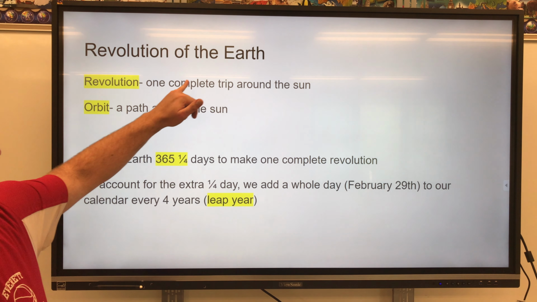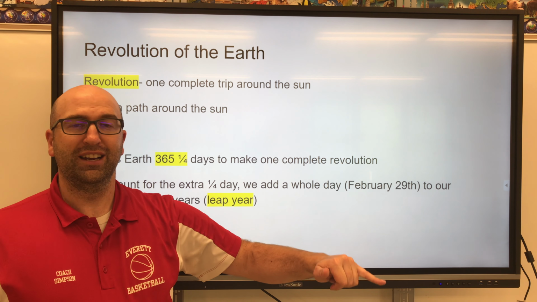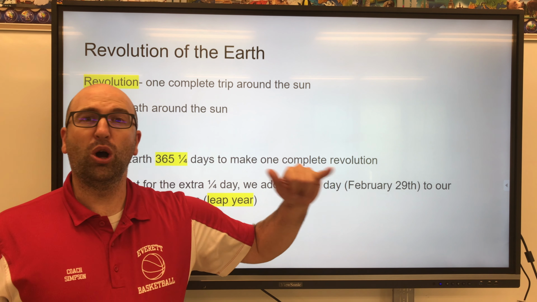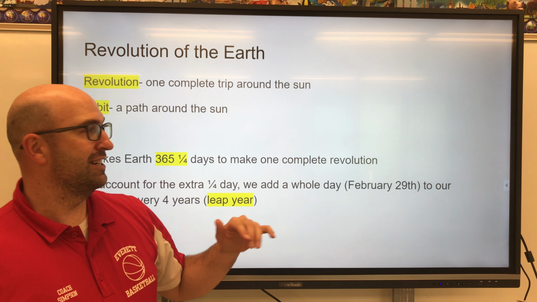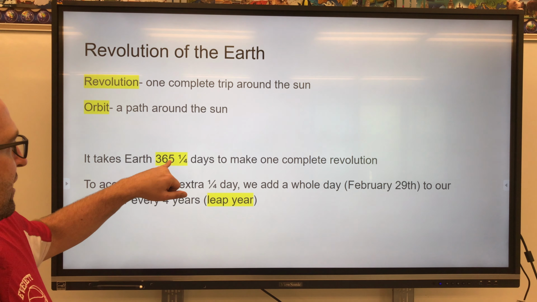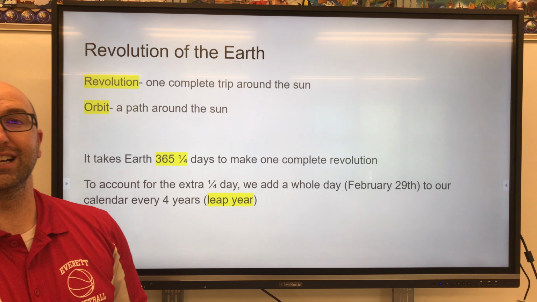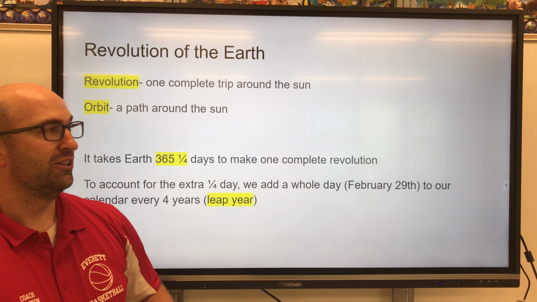So the Earth, as it travels around the sun in its revolution, we call the path that it takes its orbit. And that orbit takes 1 year, or 365 and 1/4 days, to complete.